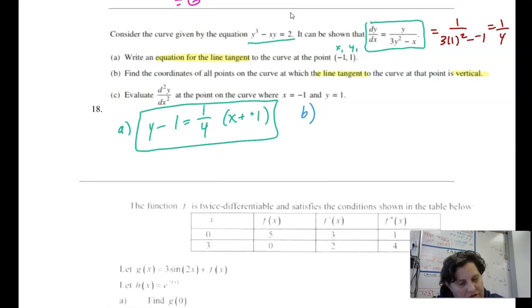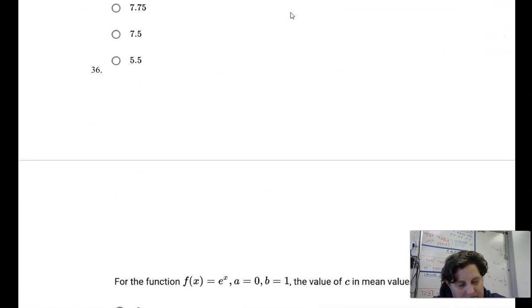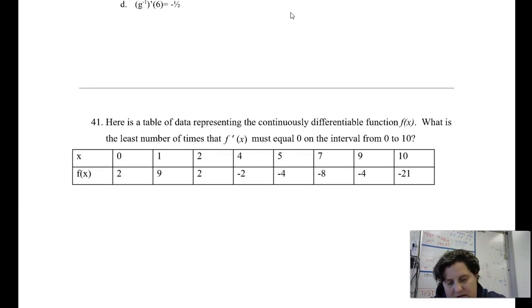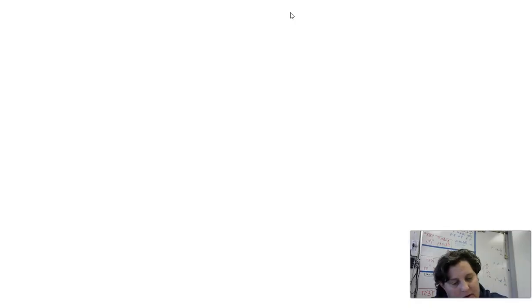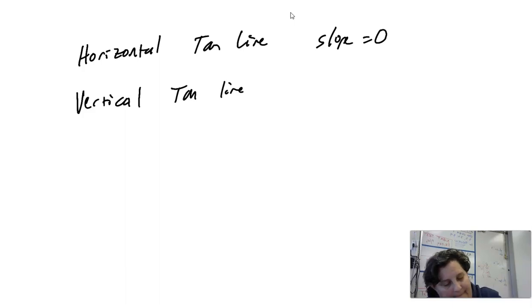When you're doing this, let me write this down somewhere so you can take notes. My goodness, this is long, and it doesn't even have any room at the end. All right, here we go. If you are looking for a horizontal tangent line, that is where the slope is 0. If you are looking for a vertical tangent line, that is where the slope is undefined.